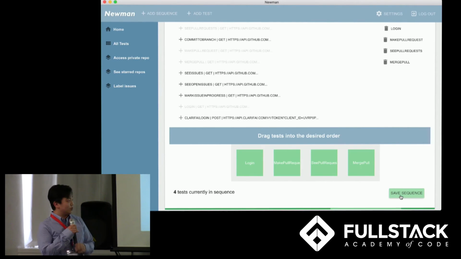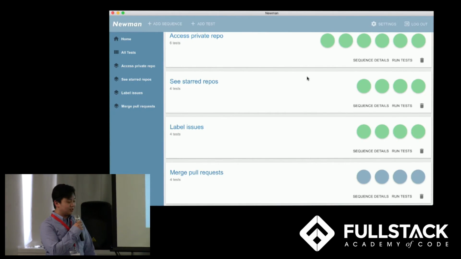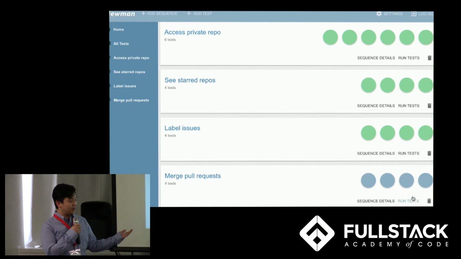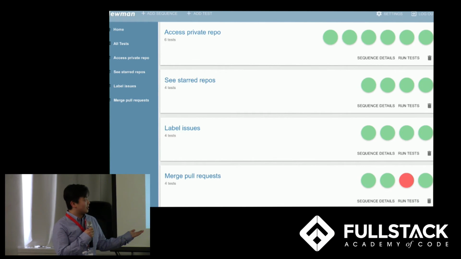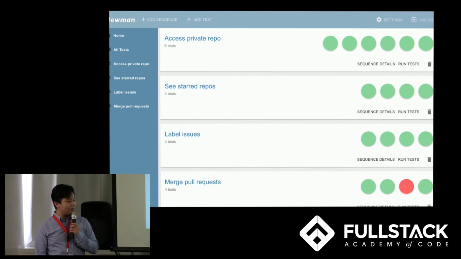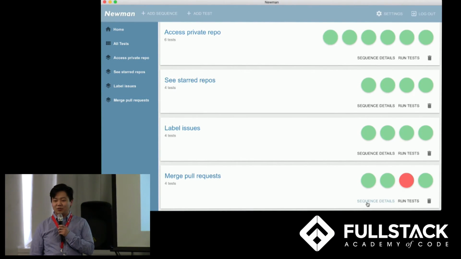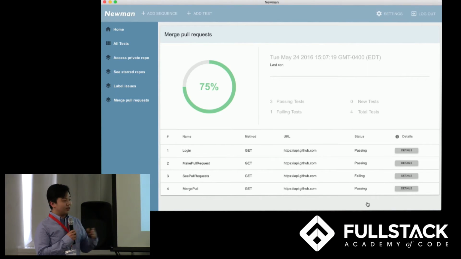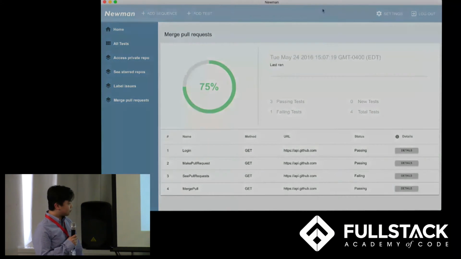After saving the sequence, you can run it from the home page to see which tests are passing or failing. Here in our example, we have 3 passing tests and 1 failing test. You can view more information about this sequence by going to the sequence viewer page. Here you can see information such as the percentage of passing tests and when the test was last run.